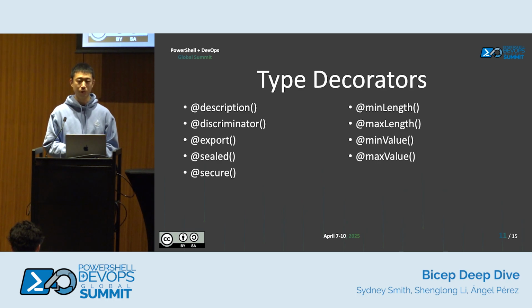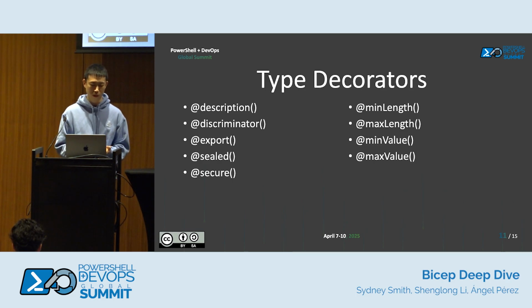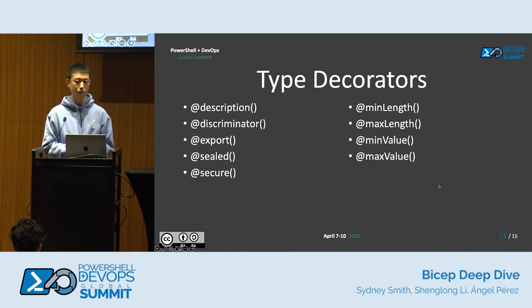So let's talk about type decorators. Type decorators in Bicep are special annotations that you can apply to types and type properties to provide additional metadata and restrictions. For example, the description decorator allows you to add helpful comments, which will show in an editor tooltip, which can be very helpful sometimes when you are dealing with a new type and you don't know what the property is doing. So it tells you the purpose of the type.